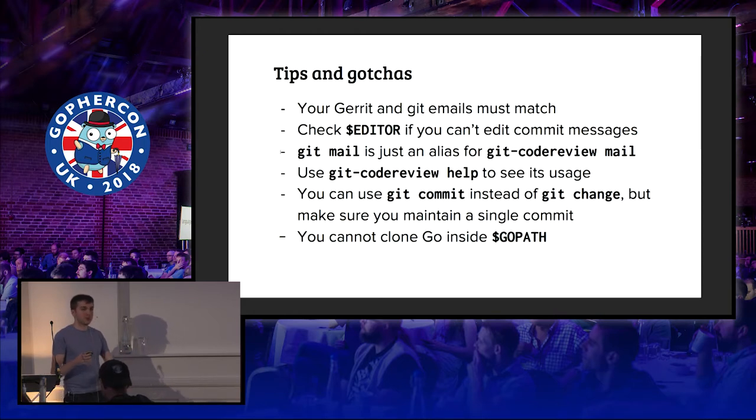You can use git codereview help if you want to see how the tool works. Git codereview is just a tool that interacts with Gerrit, so it's sort of like a wrapper around Git. And if you want, you can use git commit instead of git change. They're essentially the same thing, but please be aware that git change, if you're updating a CL, is going to amend the last commit. So if you want to use git commit directly, please be sure to amend your changes. If you end up with multiple commits, Gerrit is going to be confused, and it's going to upload multiple CLs, and then it's going to be confusing for everybody.